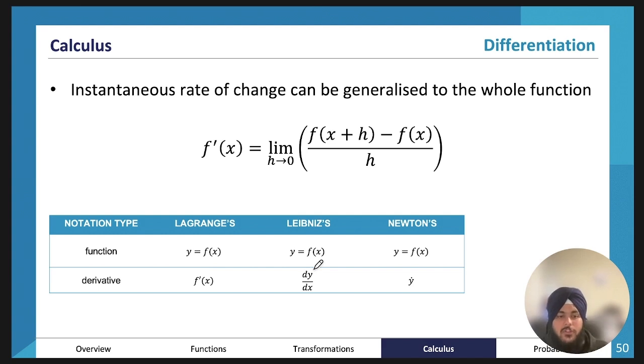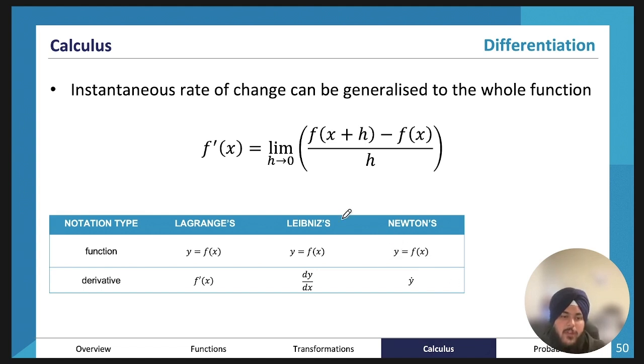And then we lastly have Newton's notation, which you will not see in methods whatsoever. But I've just put it there just in case. So the Newton notation is essentially where you have a function and the gradient is written like y dot.